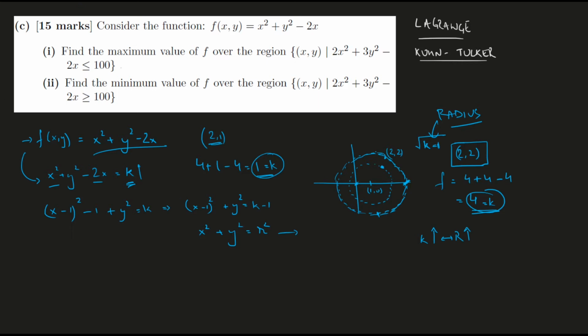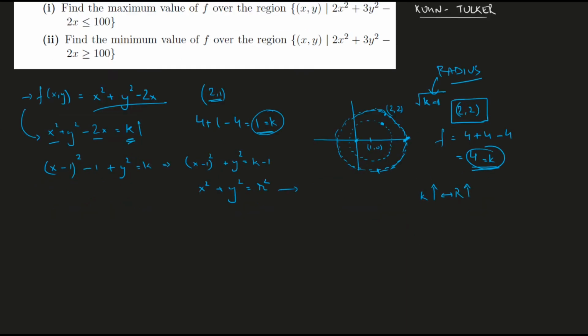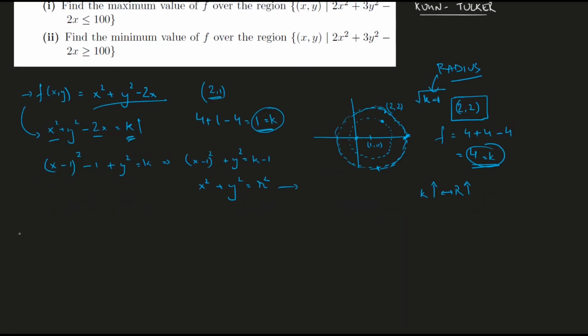Now let's look at the constraint function that's given to us. In the first part and the second part, the constraint function is almost the same. So let's talk about the first part first. It's 2x squared plus 3y squared minus 2x is less than or equal to 100. I need to identify what region this will be in the coordinate plane, in the xy plane. I'll worry about the inequality sign later. I'll just work with the equality sign.